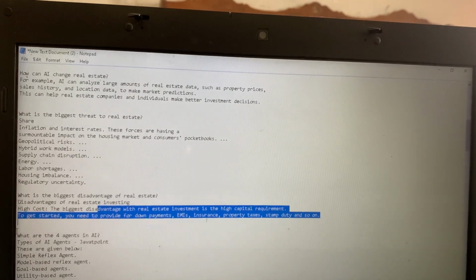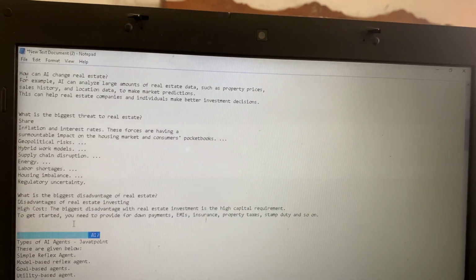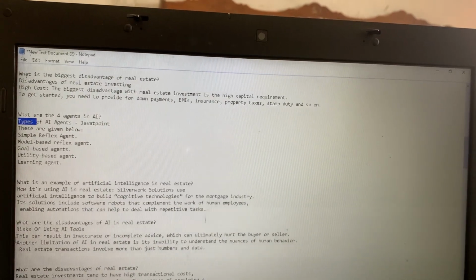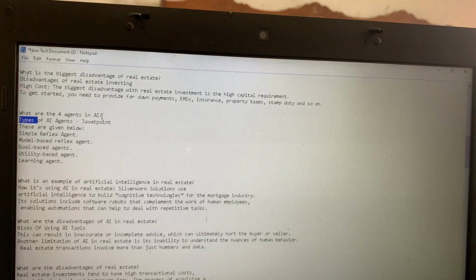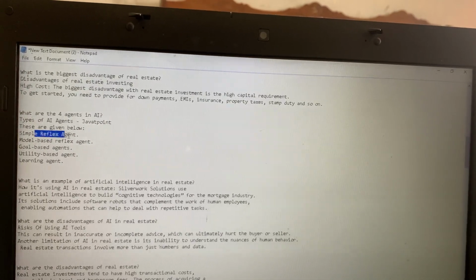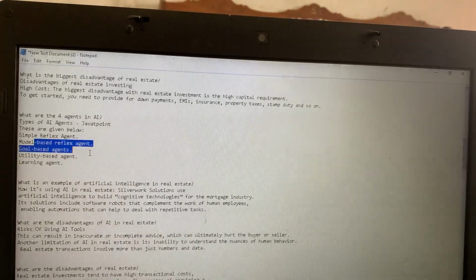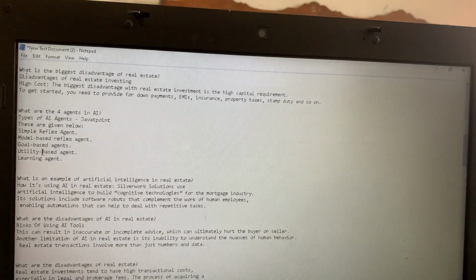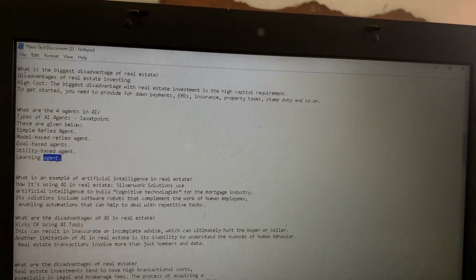What are the four agents in artificial intelligence? Types of artificial intelligence agents are given below: simple reflex agent, model-based reflex agent, goal-based agents, utility-based agents, learning agents.